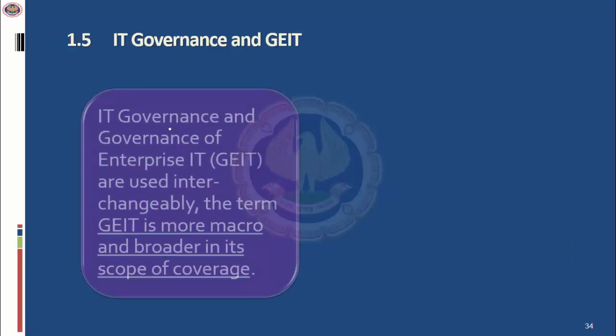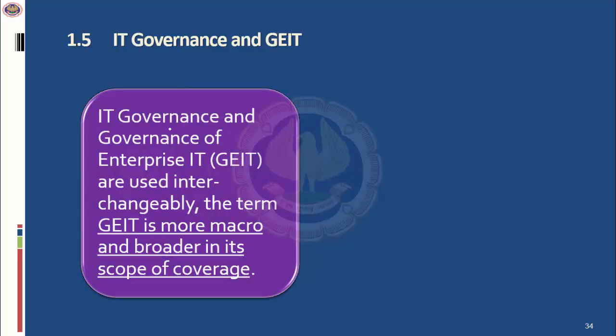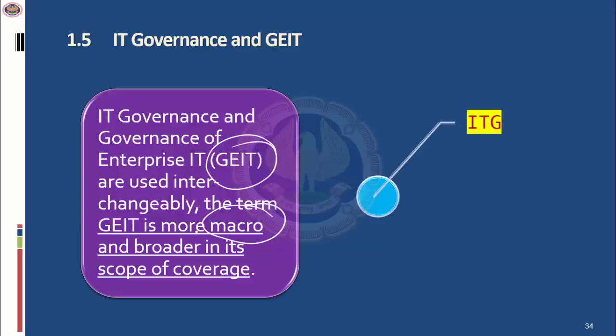Let's look at IT governance, GEIT. GEIT is the advanced concept pertaining to IT governance. So what was earlier called IT governance is now also called GEIT, which is Governance of Enterprise Information Technology. The fundamental difference is GEIT is macro in nature and much broader in scope of coverage.